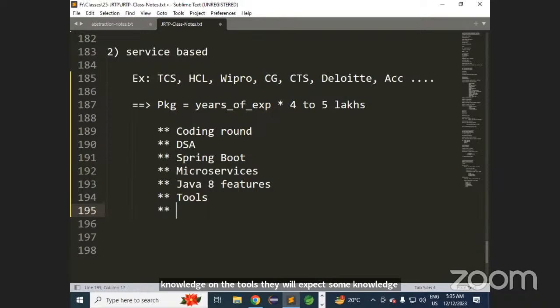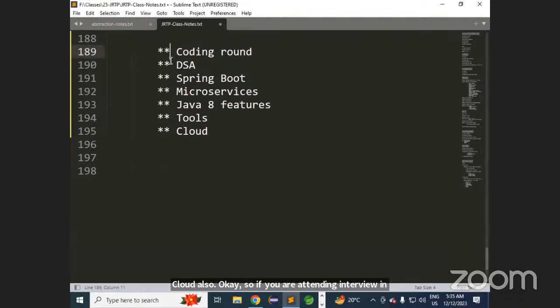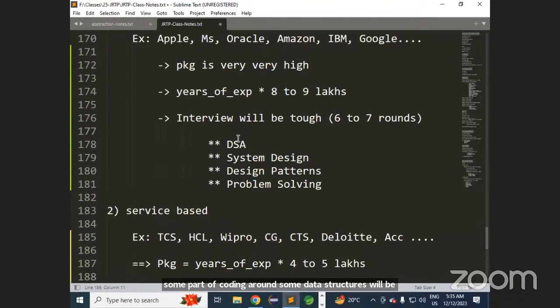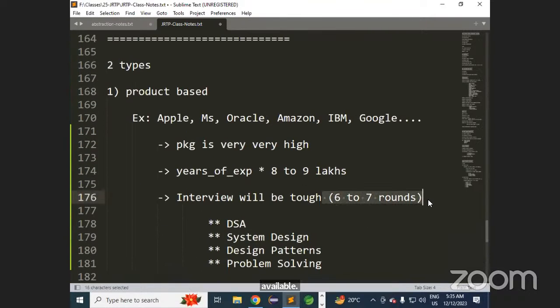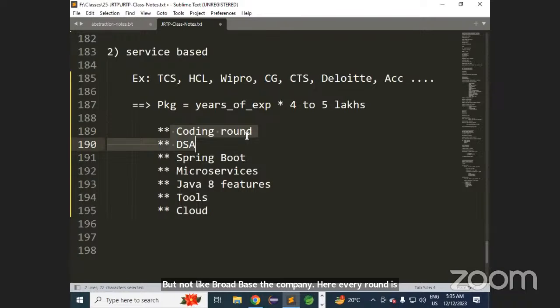Okay. So if you are attending an interview in a service-based company, they will concentrate on some part of the coding round. Some data structures will be available, but not like a prod-based company. Here, every round is data structures and coding tests only. But in a service-based company, the first round will be a coding round and data structures will be available. Once you clear that round with the data structures knowledge, then you will go to the technical round.